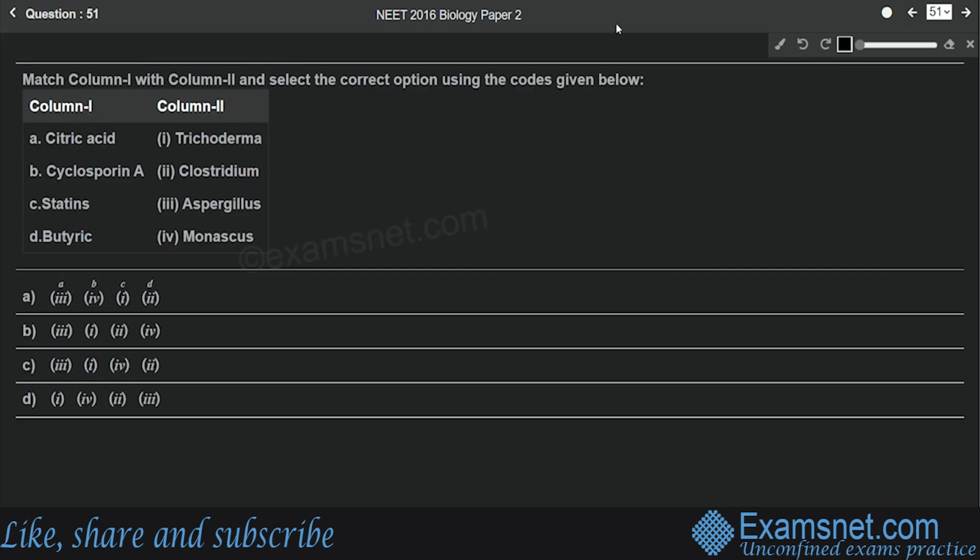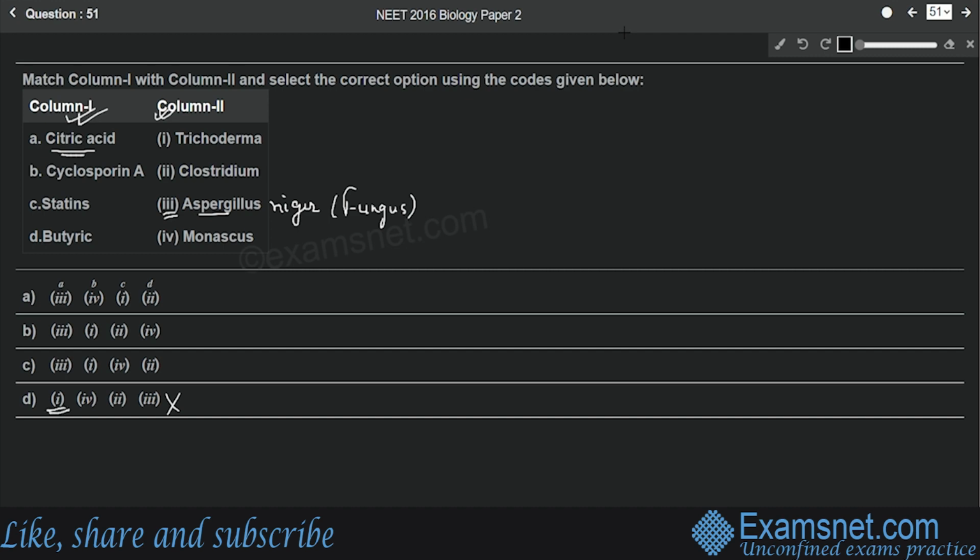Question number 51 is from the chapter Microbes in Human Welfare, and here we have to match column 1 with column 2. So the first one in column 1 is citric acid, and we know that citric acid is produced by a fungus named Aspergillus niger, and it is a fungus. So the correct match for A will be number 3. So option D is eliminated here, because it is not matched with number 3 here.